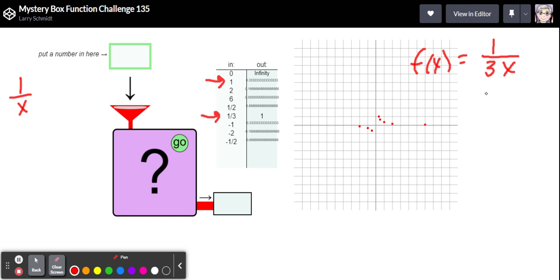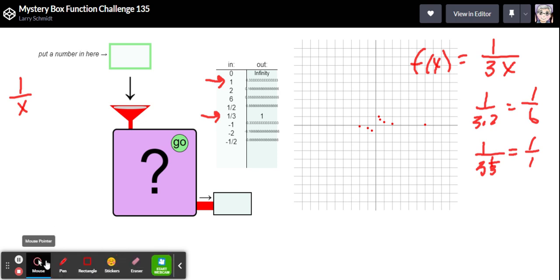If you put in 2 here, 1 over 3 times 2, you would get 1/6, and I think that's what this decimal is right here. And then if you put in 1/3, you would have 1 over 3 times 1/3, and 3 times 1/3 is just 1, so you would get 1. So I think we've got this, and I think we've looked at enough points. I'm pretty confident, I'm going to reveal it.